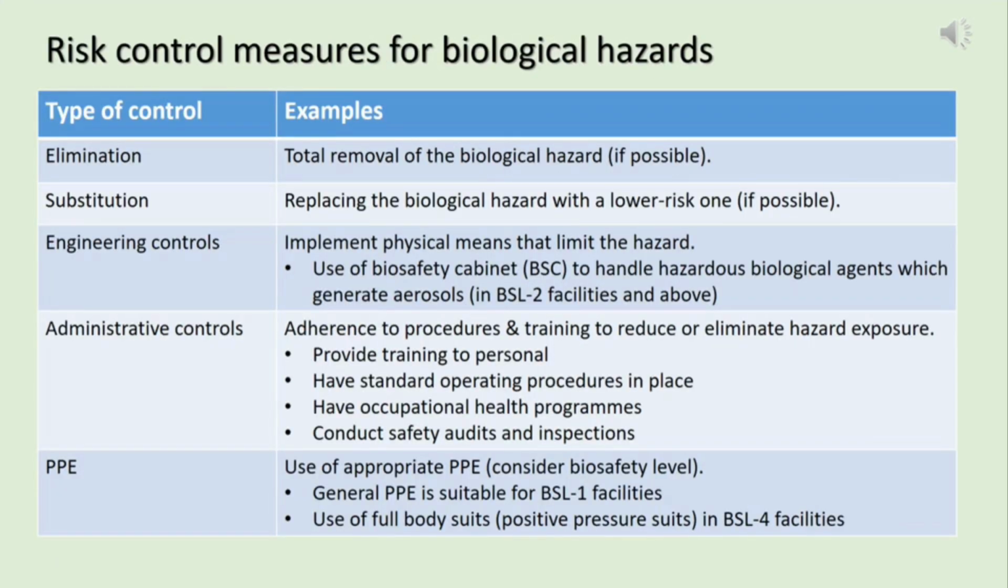So let's see what are some of the risk control measures we can take for biological hazards. When we implement risk control measures, we also need to consider the type of control in the hierarchy of controls. Elimination is the most effective if you can totally remove the biological hazard. I have put "if possible" within brackets, because sometimes this may not be possible.